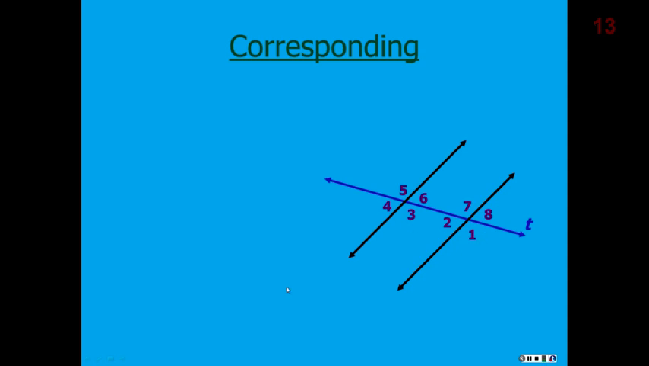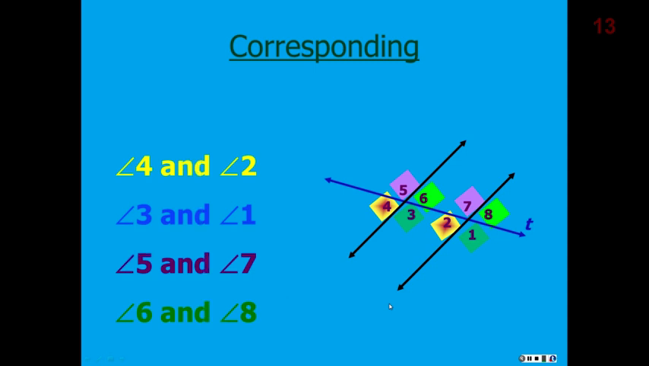So you're just picking it up and throwing it on top of each other. They correspond. 4 is the same as 2, 3 is the same as 1, 5 is the same as 7, and 6 is the same as 8. Just pick up the first set of vertical angles and drop them on the second set of vertical angles that are formed in a transversal.